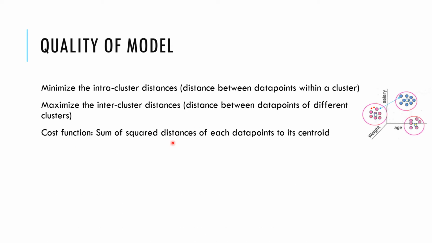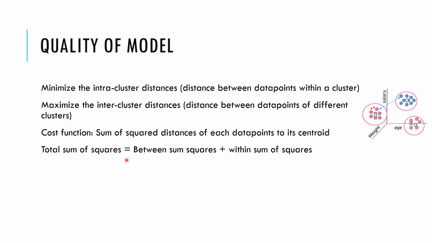So what is the cost function? It is basically the sum of squared distances of each data point to its centroid. There is a centroid here. First we calculate the distance between the centroid and each data point within this cluster, and then we square them and sum them up. That becomes your sum of squared distances in one cluster. We do the same thing for the other clusters and then add all those values. That is the cost function.